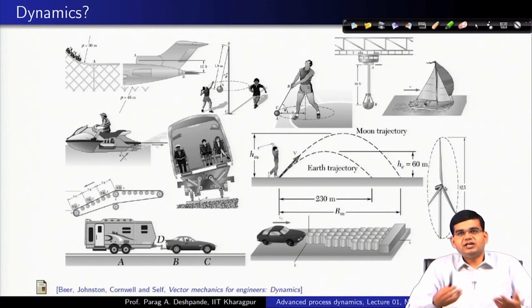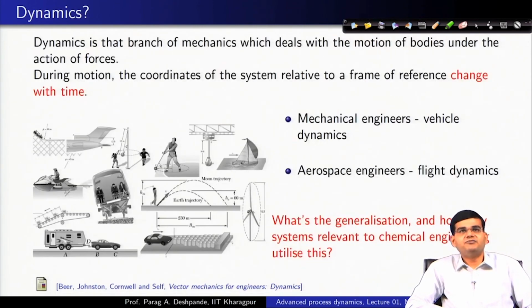And what do we actually understand by dynamics when we refer to the word dynamics in say pure physics or also engineering mechanics? So, the term dynamics refers to that branch of mechanics which deals with the motion of bodies under the action of forces. So, what is the keyword here? The keyword is that the motion of the bodies takes place and the coordinates of the bodies change with time. So, the keyword is change with time.